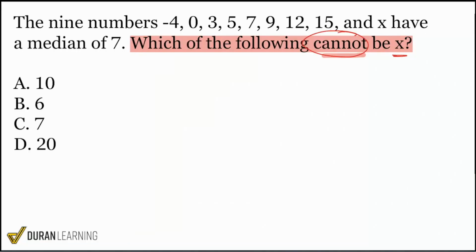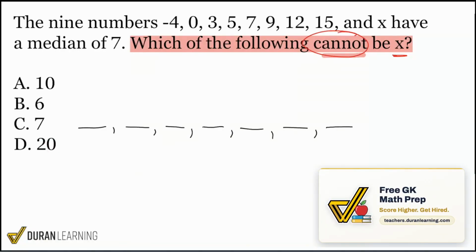All right, so it says the 9 numbers, all of these in x, have a median of 7. Let me just count that. 9 numbers: 1, 2, 3, 4, 5, 6, 7, 8, and 9 with that missing number x. Okay, great. So it says that the median here is 7. If I draw out 9 spaces, I know that the median is going to be 7 right here.